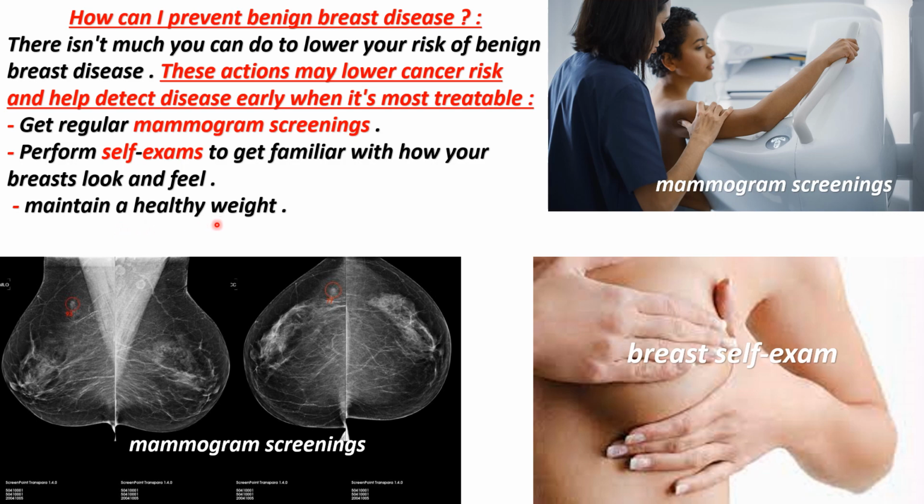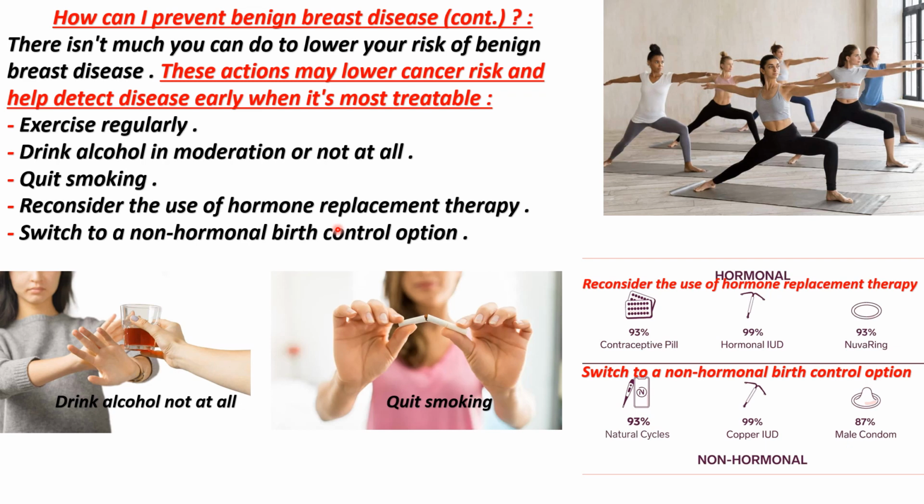Maintain a healthy weight. Exercise regularly. Drink alcohol in moderation or not at all. Quit smoking. Reconsider the use of hormone replacement therapy. Switch to a non-hormonal birth control option.